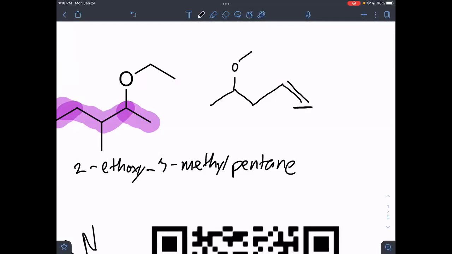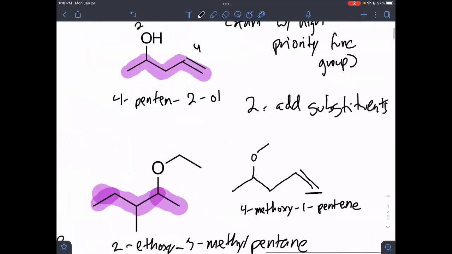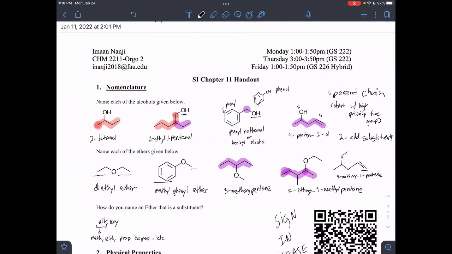Or methoxy pent. I would do like one pentene. But yes, that is going to be the name. We'll do one more. I don't have room.